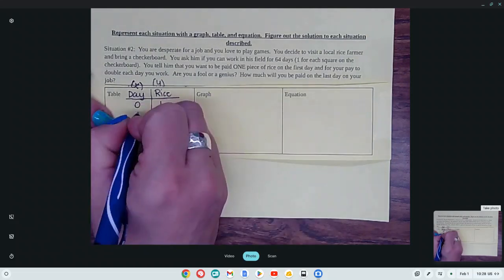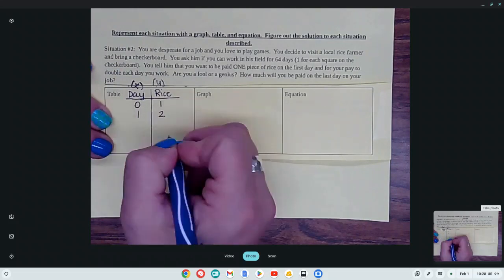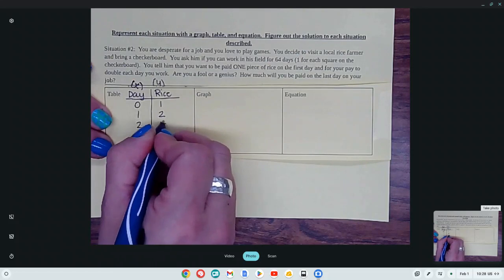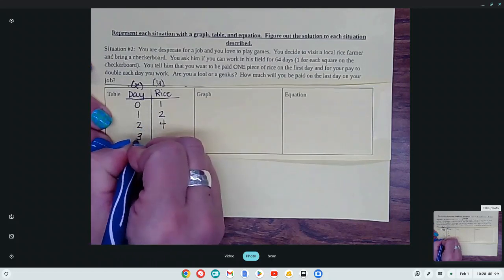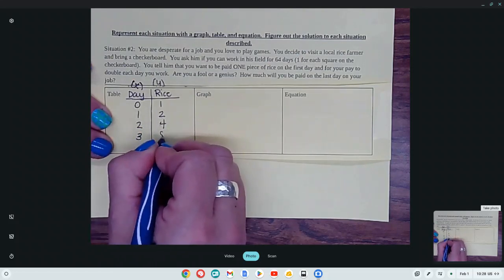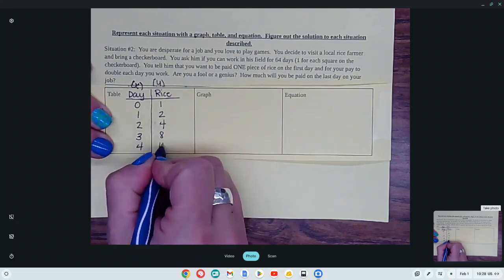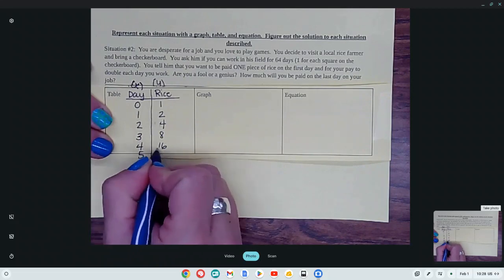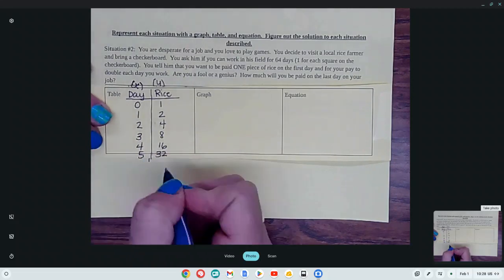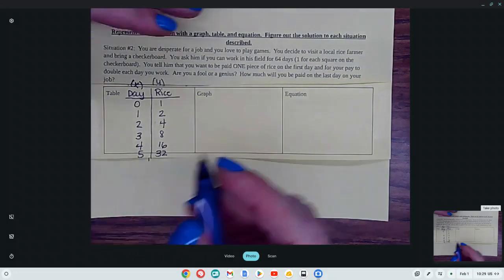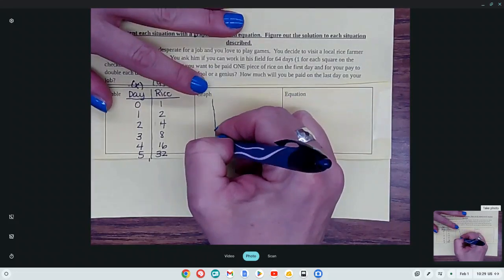Then after 1 day, you're going to double that. After 2 days of work, you're going to double that. After 3 days of work, you're going to double this one. After 4 days of work, you're going to double this. And after 5 days of work, you're going to double this. So you're already at 32 after 5 days. So at 64 days, you can imagine how quickly that's going to increase. So this is an example of exponential growth.